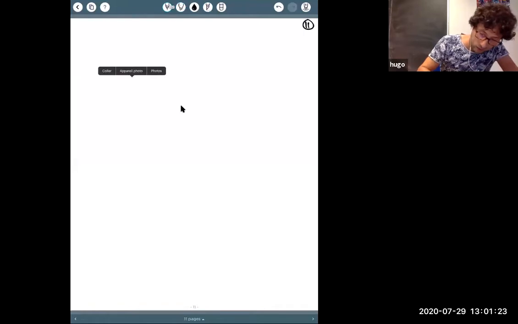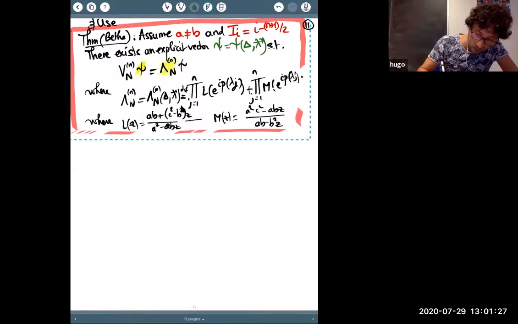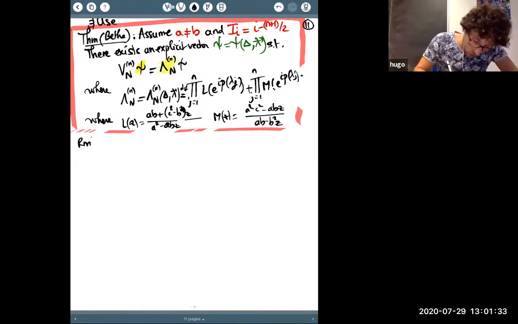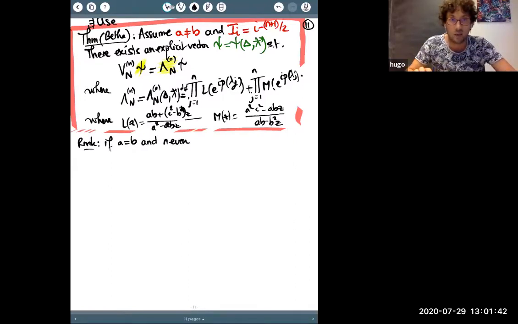Okay, so let's do it like that. So we have this kind of recipe to construct what looks like an eigenvector. And by the way, just as a remark, if A is equal to B and N is even, then the theorem extends the same way. You get the same thing. So same result.